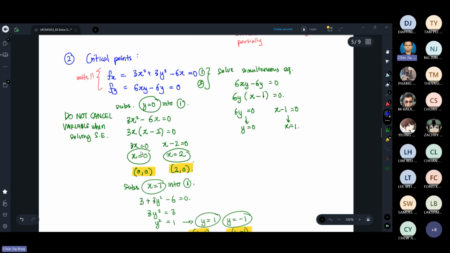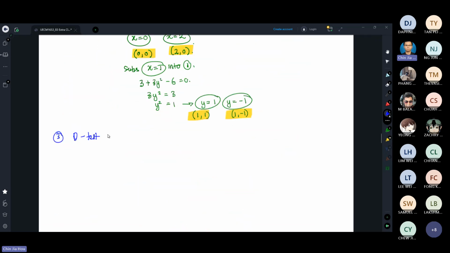The second one is to find the critical points, right? The third one is the D test. What you need to do is for each critical point, let's begin with 0, 0, 1, 1. Let's begin with this critical point. For this 1, 1, what we can do is you take the fxx, substitute 1, 1 into it. You substitute 1, 1 into here, minus.